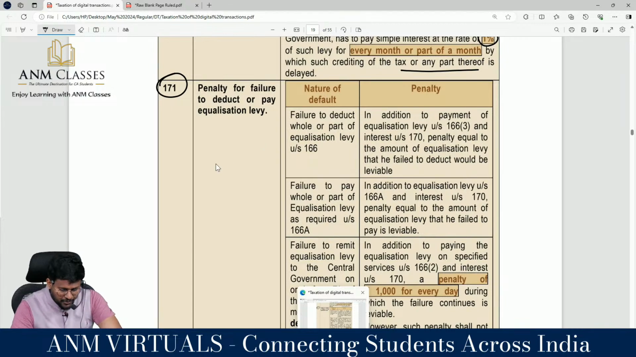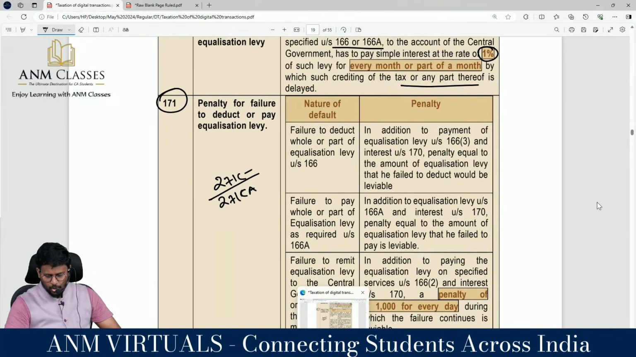I'm coming to penalty for failure to deduct or pay equalization levy. TDS க்கு penalty இருக்கு, 271C and 271CA correct? TDS க்கு 271C, the amount of TDS. TCS க்கு amount of TCS. ஒத்துக்கிறியா நீ? இதான் சார் உனக்கான penalty.